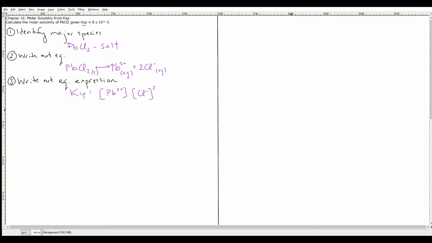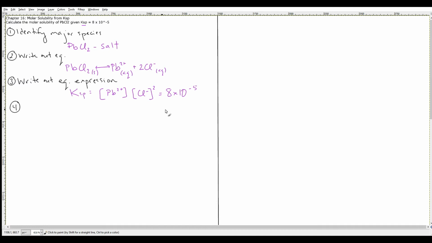And I'm given what it's equal to, which is always nice. 8 times 10 to the negative 5. And remember, the only equilibrium constant value you should have to memorize would be the water one, Kw, which is 1.0 times 10 to the negative 14th. And actually, you don't even have to memorize that because I believe it's given on your equation sheet.